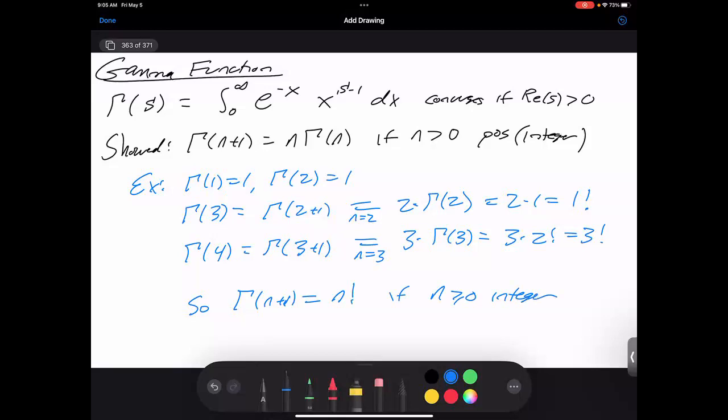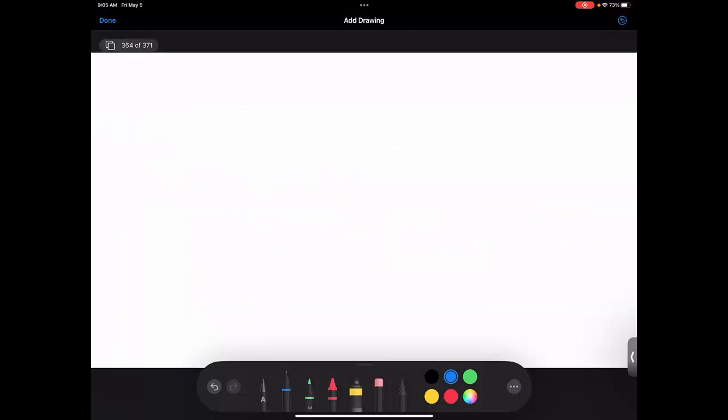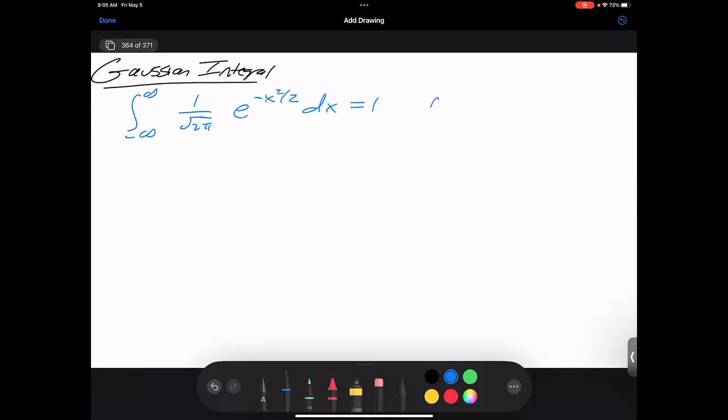So this is a really nice application. There's one other value of gamma that's worth knowing. So recall the Gaussian integral. We showed that the integral from negative infinity to infinity of 1 over square root of 2 pi times e to the negative x squared over 2 dx equals 1.